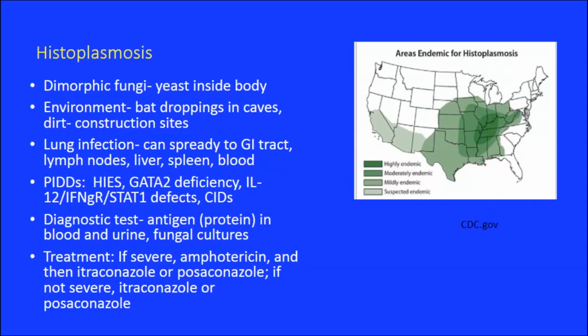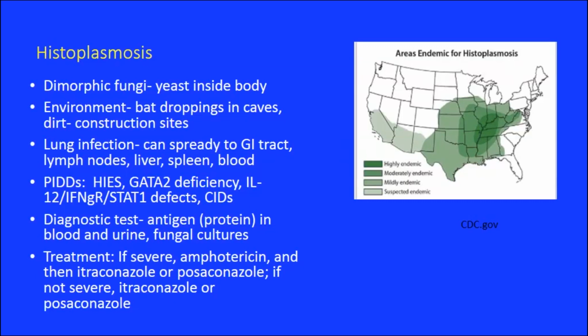This is in the environment. Also, it's often in the dirt. Bat droppings is a really big deal. And if you have a primary immune deficiency that predisposes to this, it's really not a good idea to do things like going caving or spelunking where there are bats, because this can cause a severe infection then.